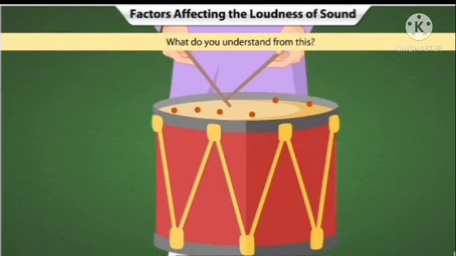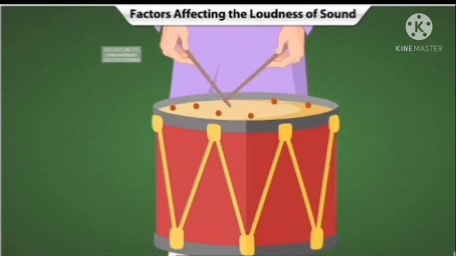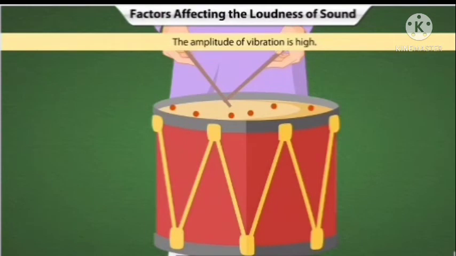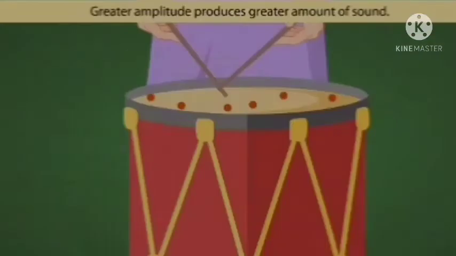A feeble sound is heard and balls move up to a small height. This shows that the amplitude of vibration is small. Now observe the scenario. The drum produces a louder sound and balls jump up to a greater height. This shows that the amplitude of vibration has increased. When a body vibrates with greater amplitude, it sends a greater amount of energy, and hence the energy received by the eardrum is larger, thereby the sound heard is louder.